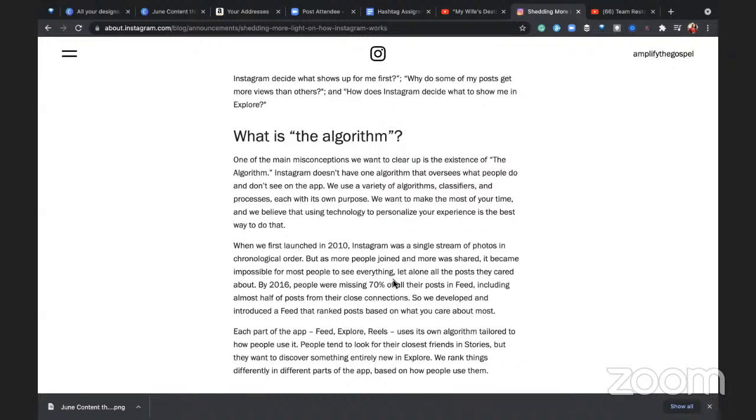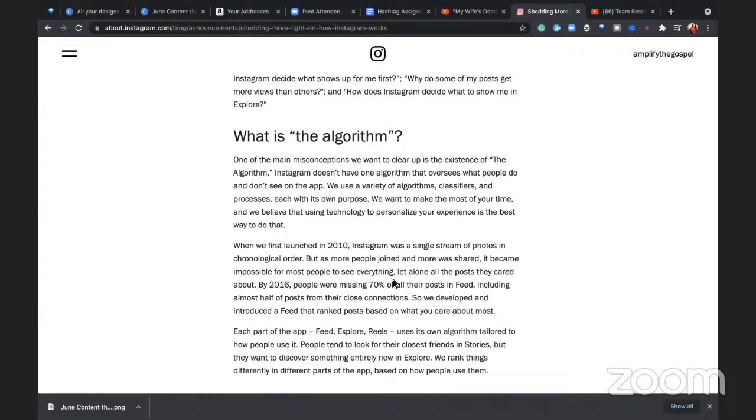When we first launched in 2010, Instagram was a single stream of photos in chronological order. But as more people joined and more was shared, it became impossible for most people to see everything, let alone all the posts they cared about. By 2016, people were missing 70% of all their posts in feed, including half of posts from their close connections. So we developed and introduced a feed that ranked posts based on what you care about most.